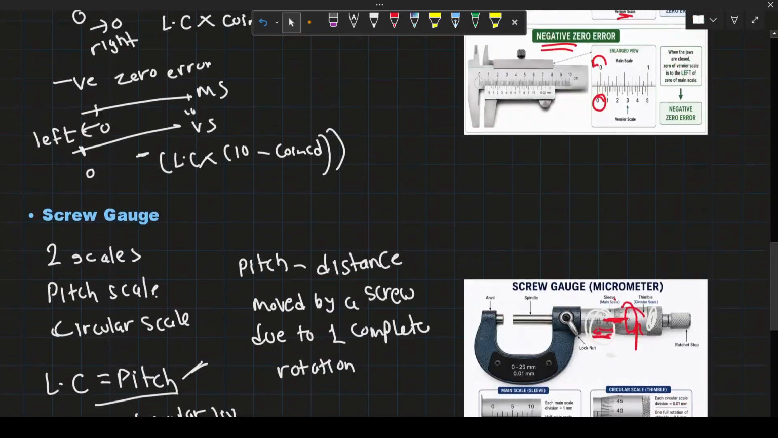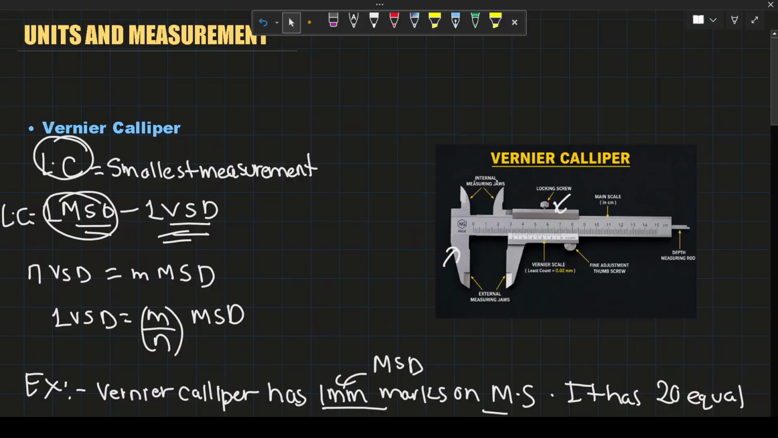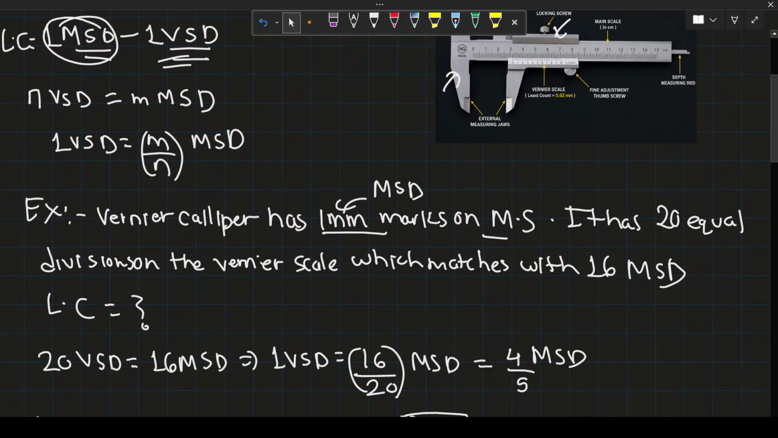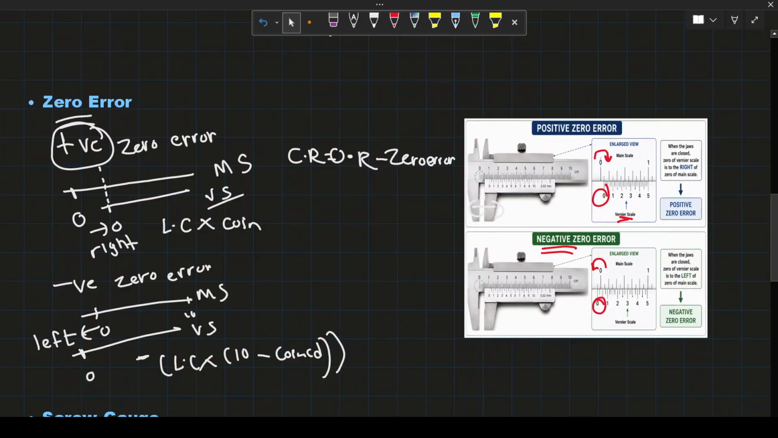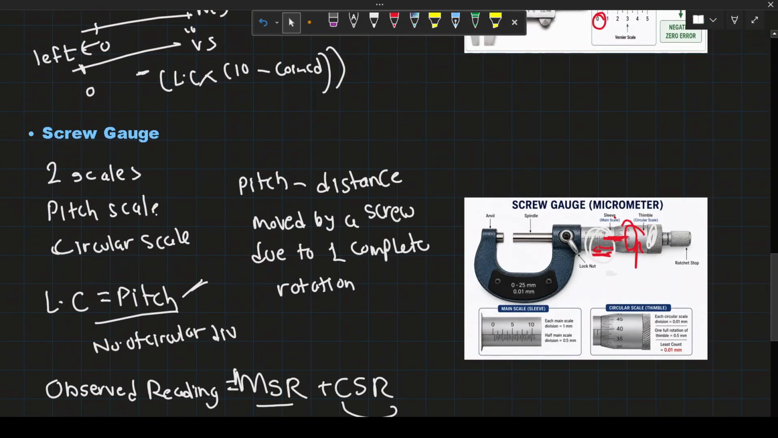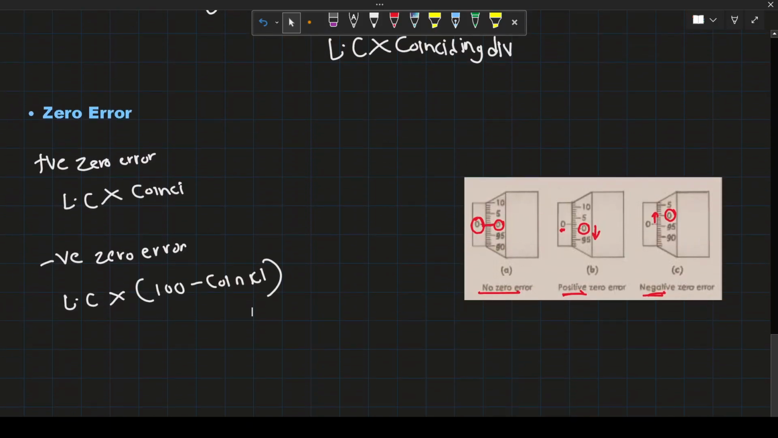Summarizing this slide, we saw two types of instrument. One is a vernier caliper and the second is a screw gauge. In the vernier caliper we saw about least count and how you find the observed reading, and we even talked about the zero errors. For the second instrument, the screw gauge, we saw how to find the least count and the observed reading, and we saw about the zero errors.